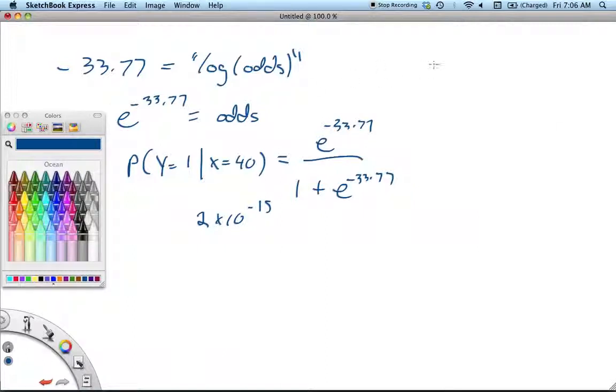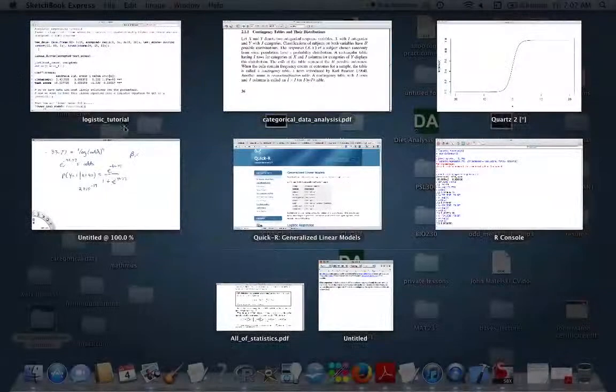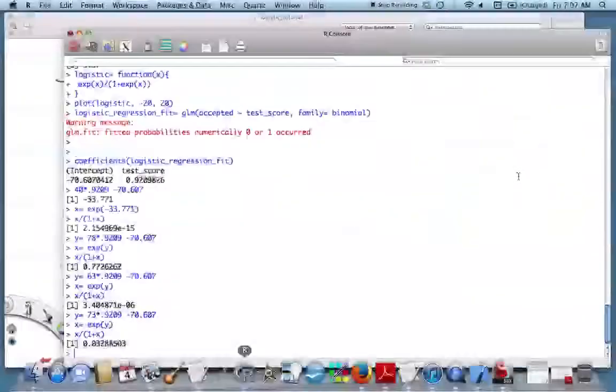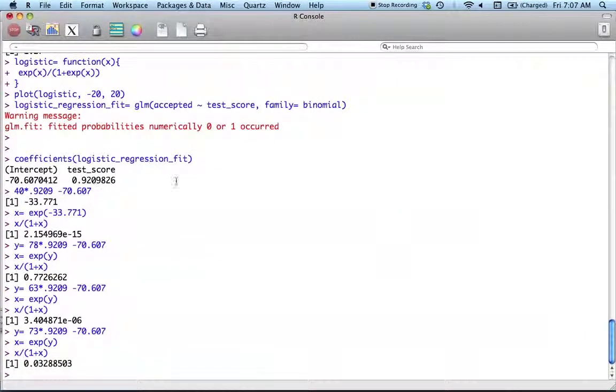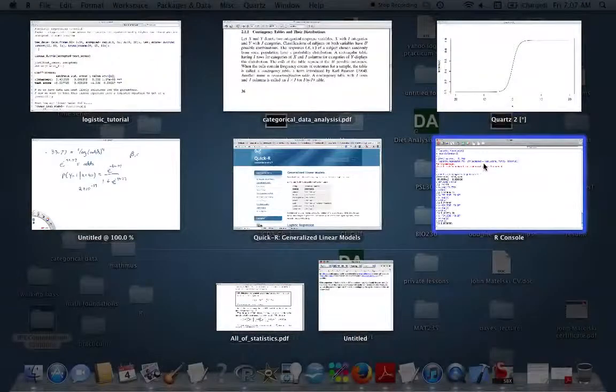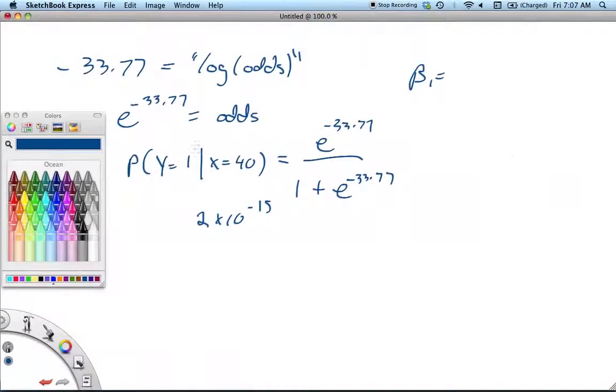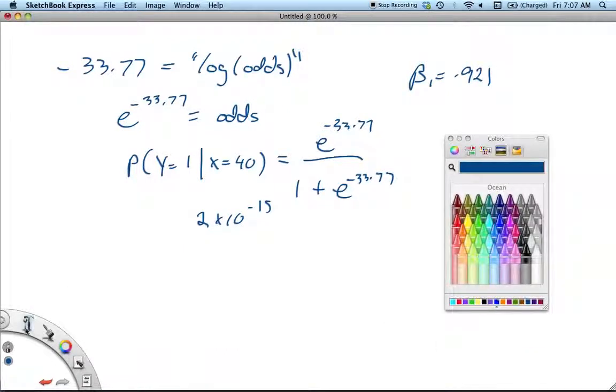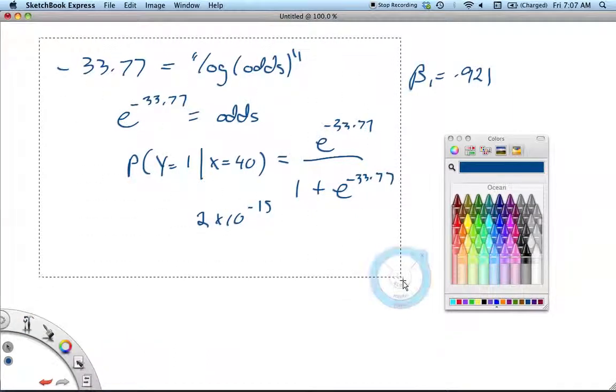Because what did we say? We said that beta 1 was equal to, I have it written down right here, it was 0.921. So here's the question. Sorry, I'm just going to delete this because I don't feel like opening a new slide.